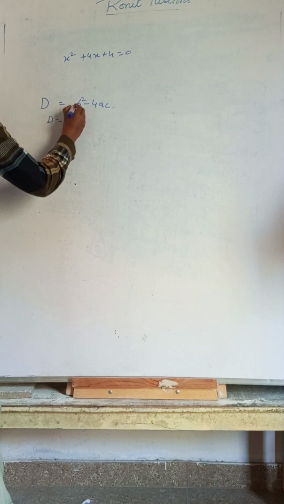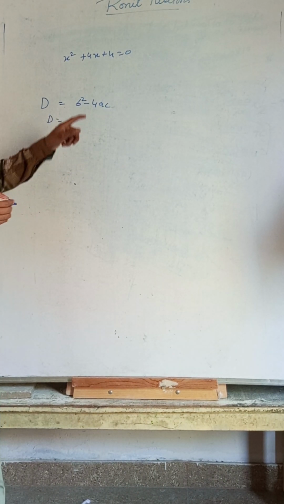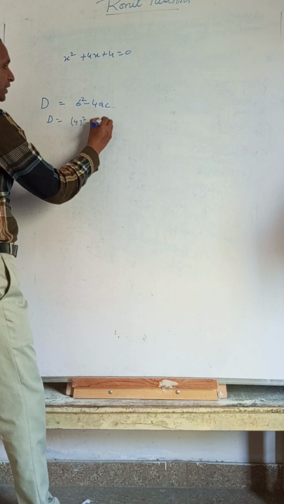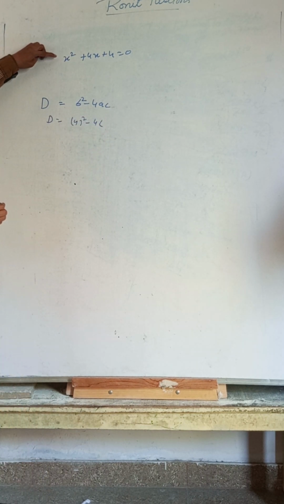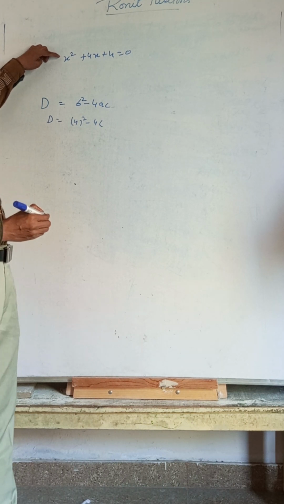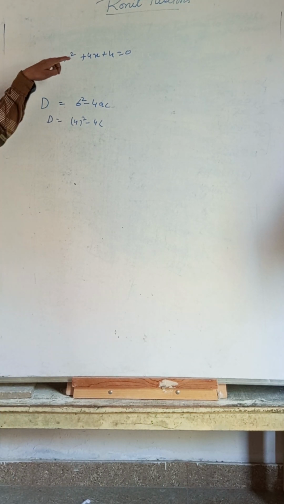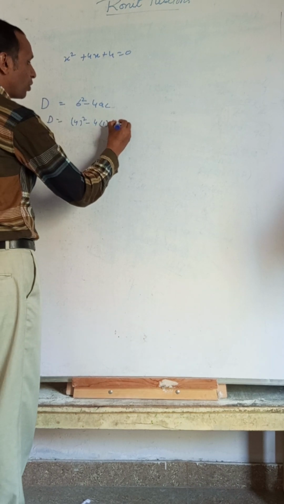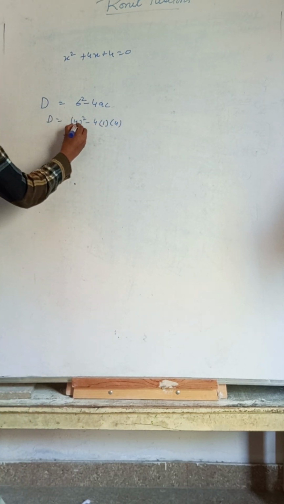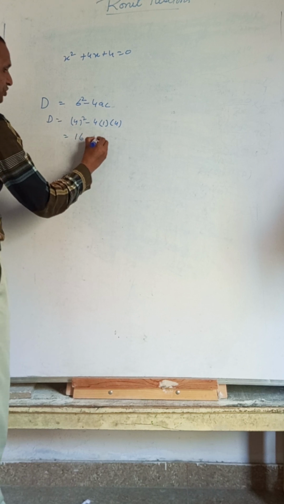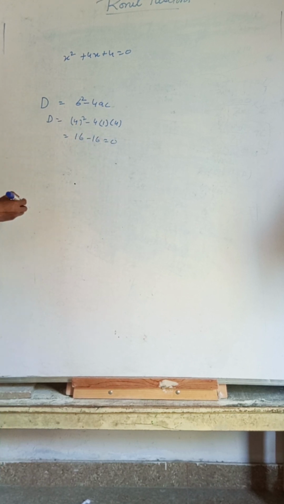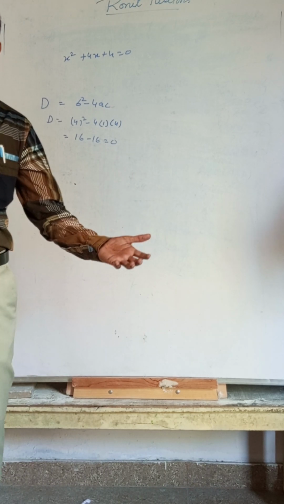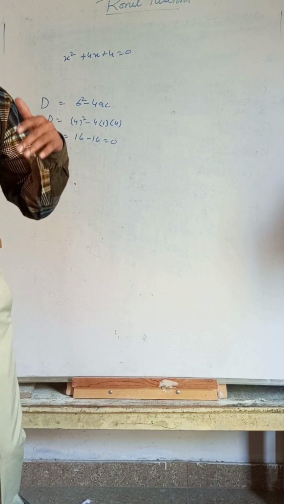D is equal to b square. What is the value of b in that? The value of b is 4. So 4 square minus 4 into a. The value of a is the number written with the x square variable, so here nothing is written, which means 1. And c is 4. So 4 4s are 16, minus 16 is equal to 0. So the discriminant is 0. Now it is asking what the nature is.